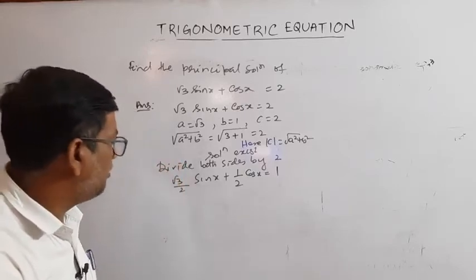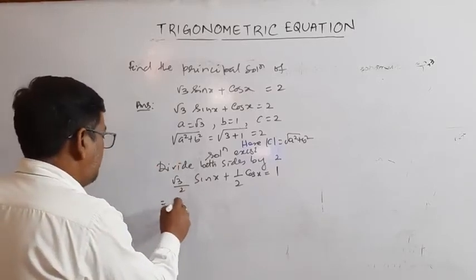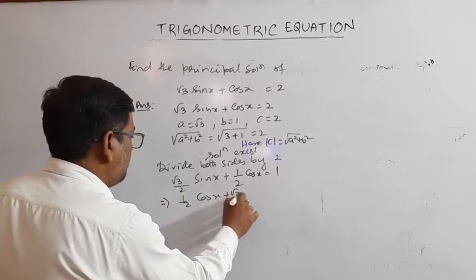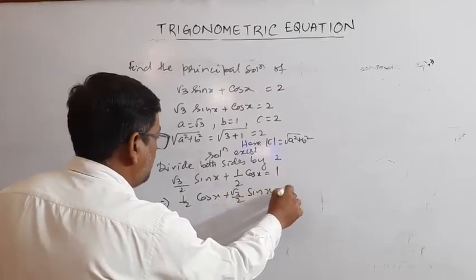Suppose I write it in cos form, then sin is written in reverse: 1 by 2 cos x plus root 3 by 2 sin x is equal to 1.